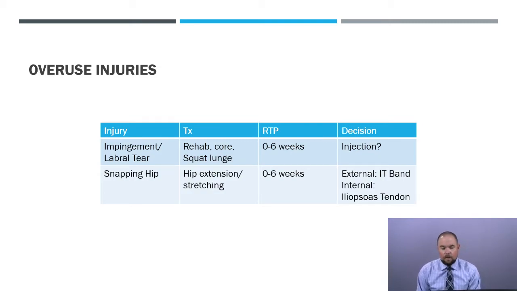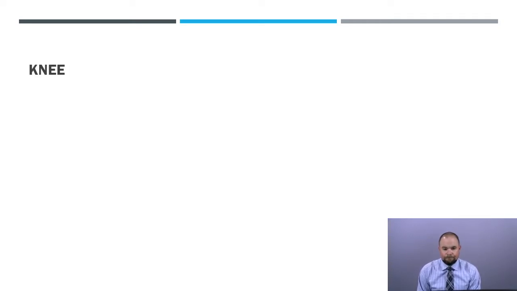Now with the snapping hip, again, this is really just a rehab type thing, so we work on hip extension and stretching. Typically it's not anything that would keep somebody out of play, so it's really a quick return to play as far as that goes.